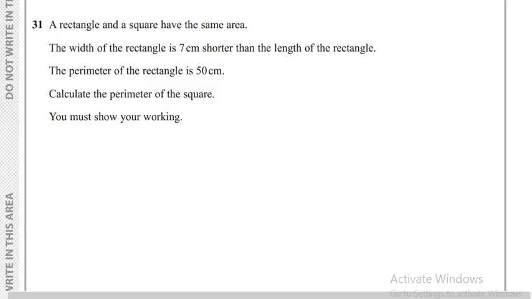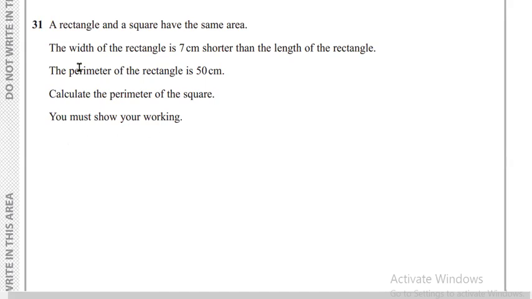In this video, we're going to talk about Year 9 Achievement Test, June 2023. Section B. Question 31. A rectangle and a square have the same area. The width of the rectangle is 7 centimeters shorter than the length of the rectangle. The perimeter of the rectangle is 50 centimeters. Calculate the perimeter of the square. You must show your working.